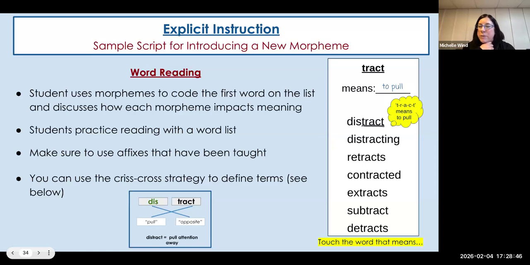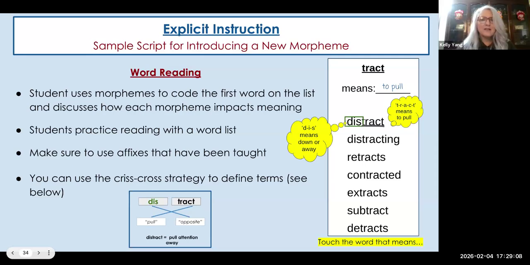So first we would underline the base. TRACT means to pull. So you'd want the students to all underline the base and then box that prefix. DIS means down or away. So distract means to pull away. So Kelly, when might your attention be pulled away? When my dog starts barking.